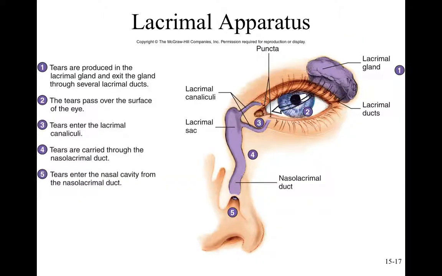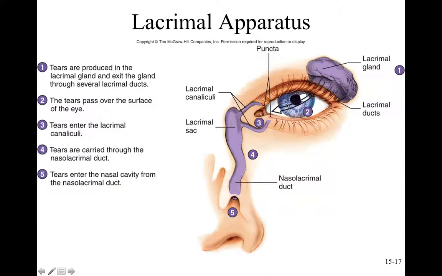So now if we look at the lacrimal apparatus, this is actually our tear gland. So the lacrimal gland here is where our tears are produced. This is at the superior lateral aspect of each eye. Now, from the lacrimal gland, we have multiple ducts that will actually leave from that lacrimal gland and enter into the actual surface of the eye. So tears are going to be produced, and they're actually going to be washed from lateral towards the medial aspect of the eye.